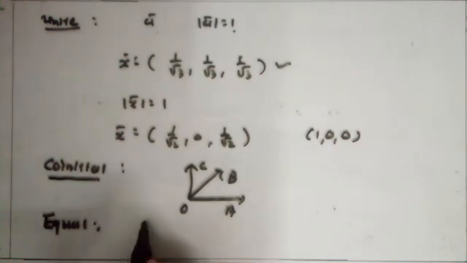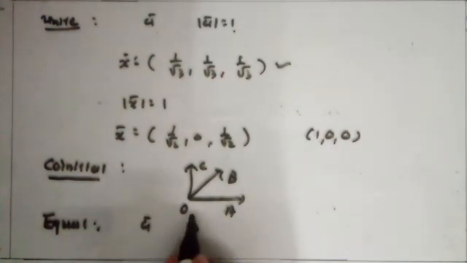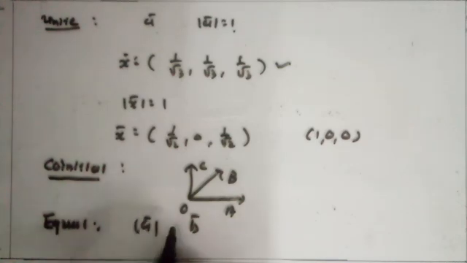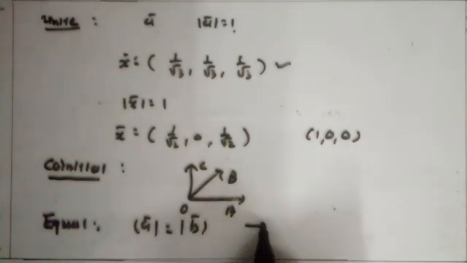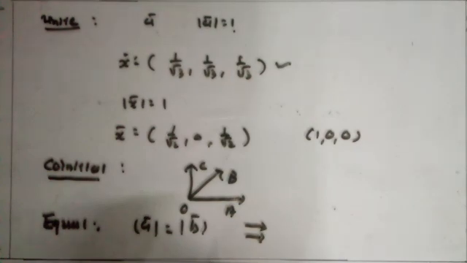If two vectors A and B have the same magnitude and equal direction, then these two vectors are called equal vectors.